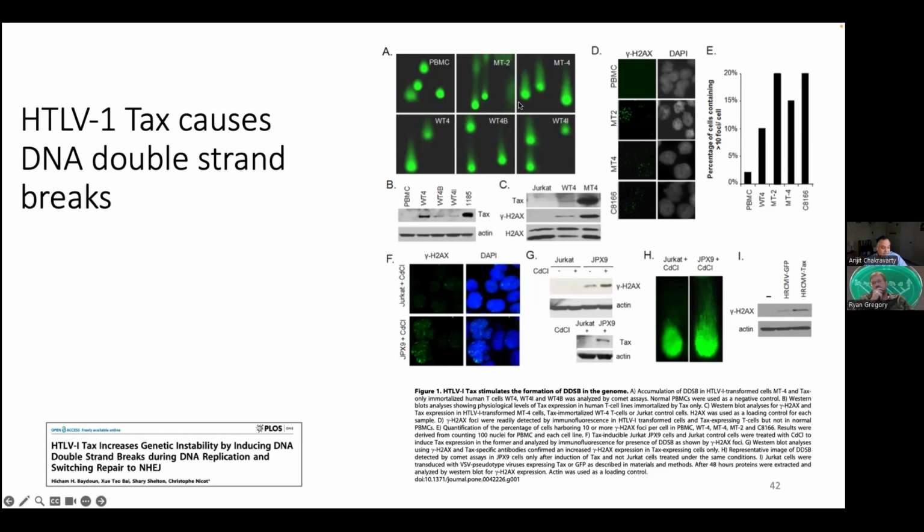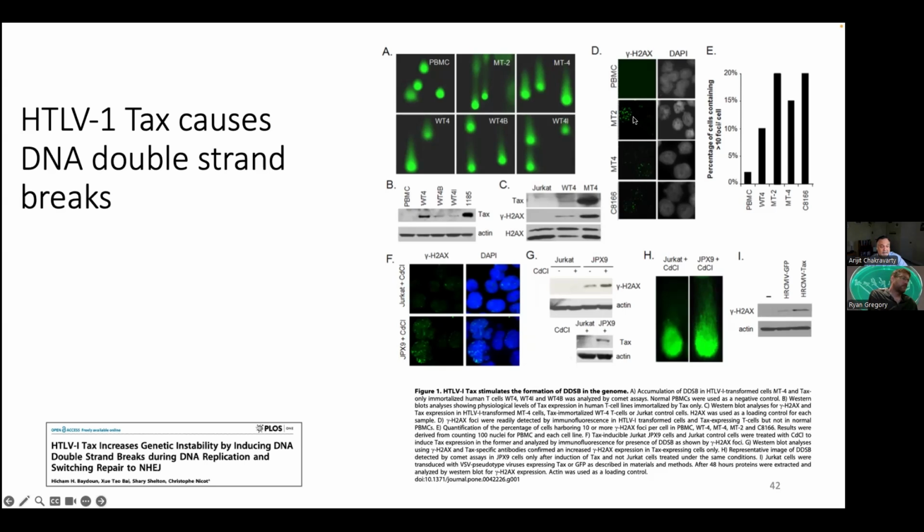So you can see that HTLV infection gives you DNA double-strand breaks by the Comet assay. You could also see tax-only cells, transfected with the tax protein, showing those double-strand breaks in these three panels over here. So both HTLV as a virus and the tax protein alone generate these double-strand breaks, as visible by the Comet assay.